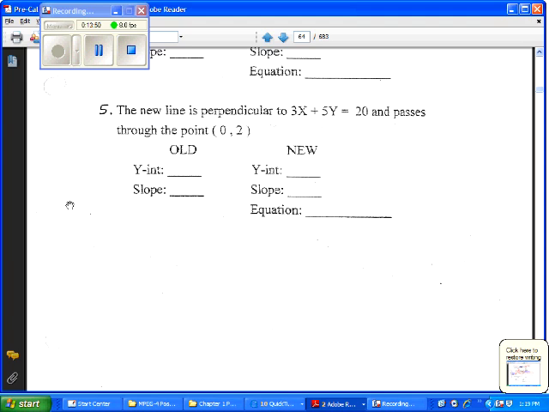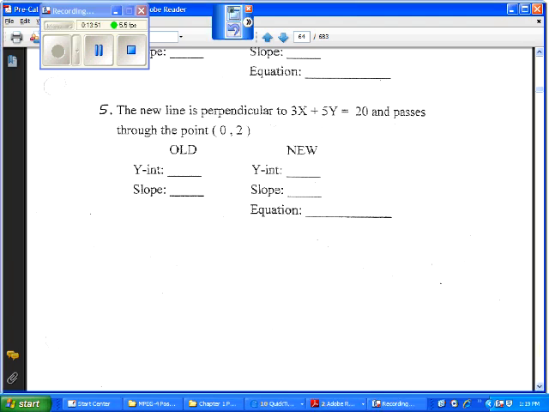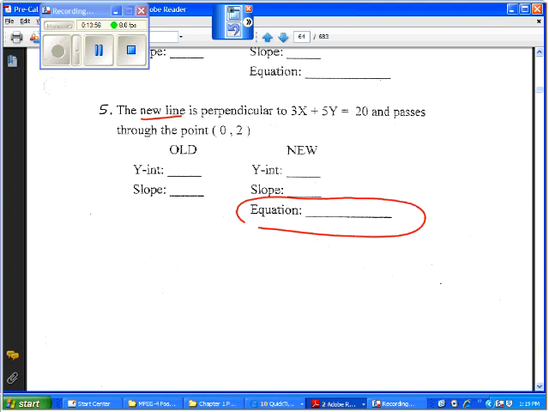All right, now number 5, it says my new line, and I want to write an equation for that new line. But I'm going to use my old line stuff to get it. What is the slope of my old line? Just looking, you can't find it just looking because it is in standard form.